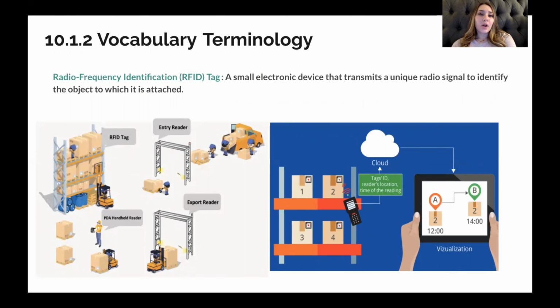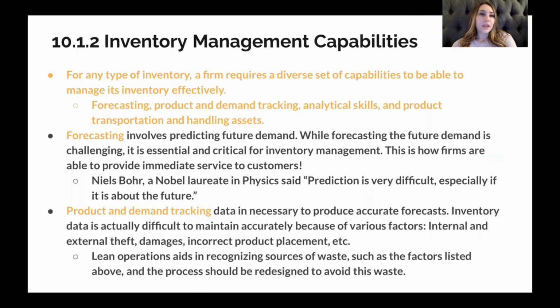We also have an RFID tag, which stands for radio frequency identification. This is just a small electronic device that transmits a unique radio signal to identify the object to which it is attached. We'll touch on this again in the next section.